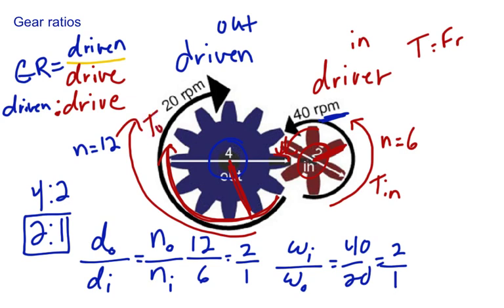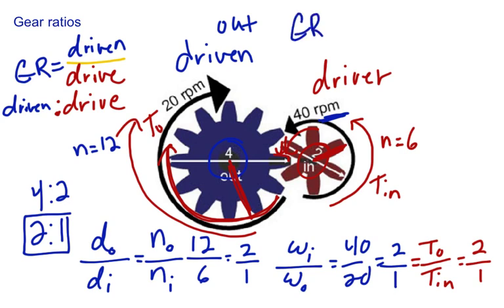And so we don't have any torques written down here, but you can probably imagine that another ratio is torque out over torque in, and whatever that would be, it'd still be 2 to 1. So there are 4 different equations that we can use in a gear system like this to figure out the gear ratio.